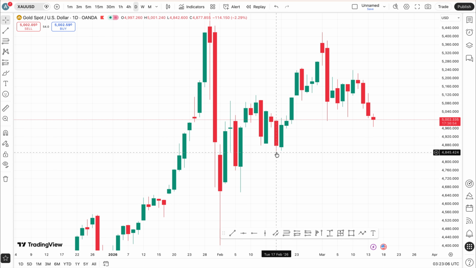Price has moved into a very important confluence zone. The market has tapped a weekly void, a daily void, and a 4-hour BISI, or buy-side imbalance, all at the same time, and this is happening around a major psychological level of 5,000.